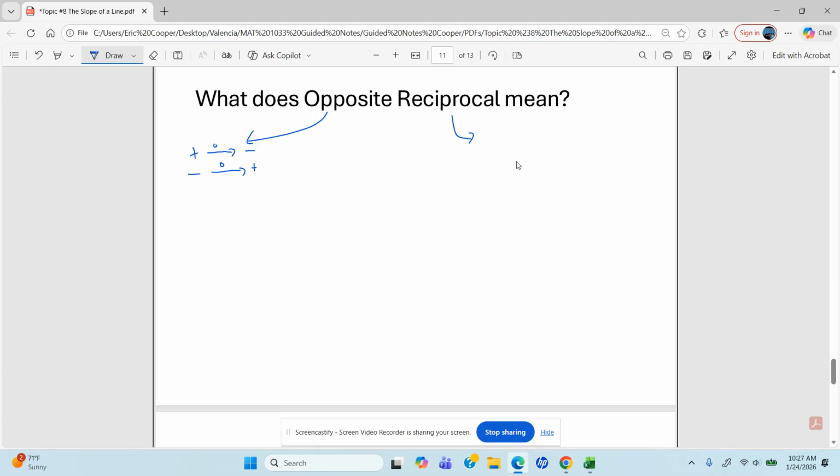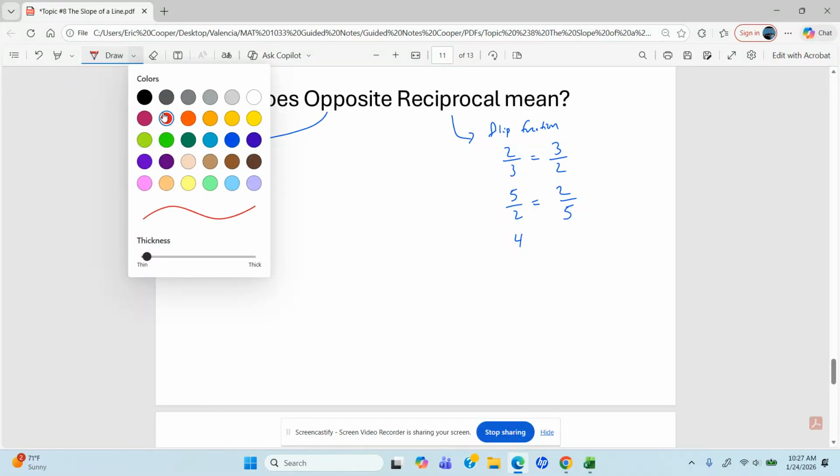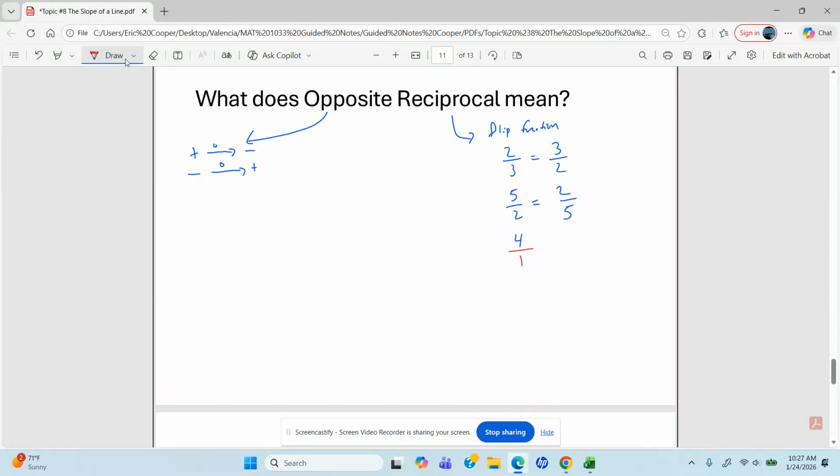A reciprocal is when you flip the fraction. So for example, if I have 2/3, the reciprocal of it is 3/2. If I have 5/2, the reciprocal of it is 2/5. If I have 4 and I want to turn this into a reciprocal, we remember anything can be written as a fraction. So I can call this 4/1 if I want, and the reciprocal becomes 1/4. And if I had, for example, 1/6 and I wanted to flip it, it would just become 6/1 or 6.